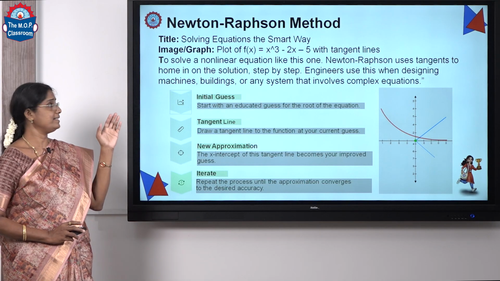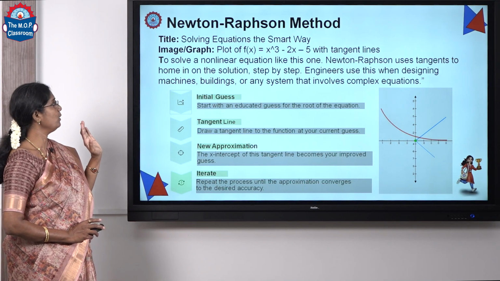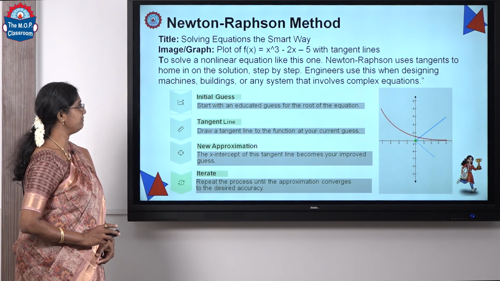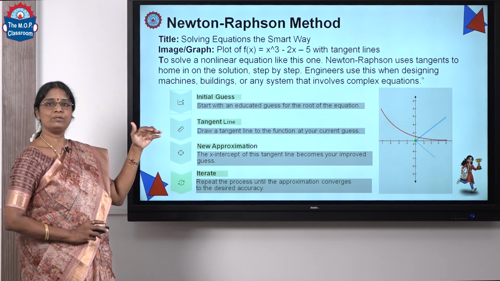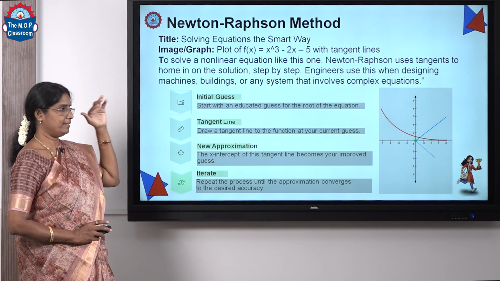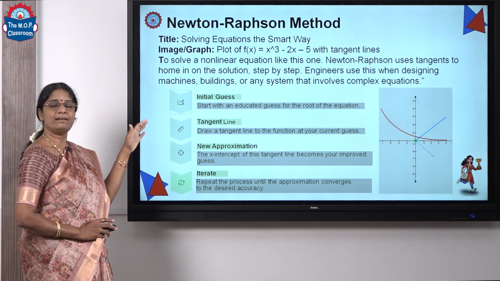So how is it going to be done? Say for example, I have chosen a simple equation, x cube minus 2x minus 5. To find the solution of this non-linear equation, we will be using the special method of Newton-Raphson method. But here the same method is being given in a graphical structure.